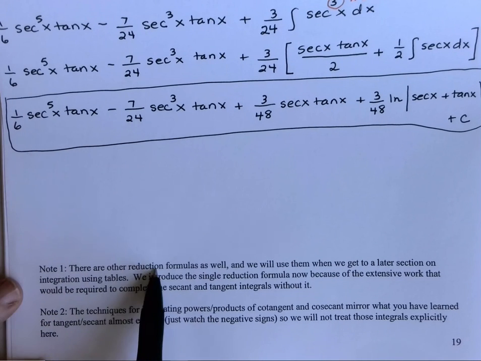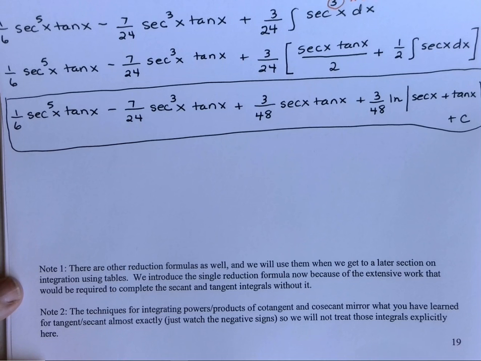First note, there are actually other reduction formulas, especially for trig functions, but others too. And we will get to them actually at about section 7.6, I think it is, in this chapter, when we integrate using tables. We're introducing this reduction formula right now because it would be so much work to complete secant and tangent integrals without it. But we'll see some more. This is not a one and done kind of a thing.